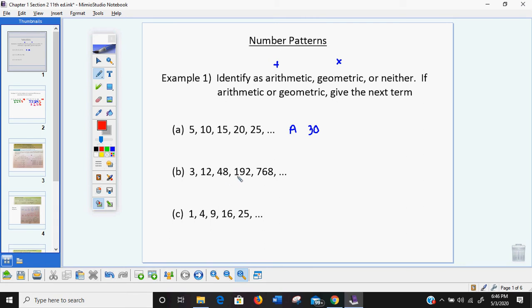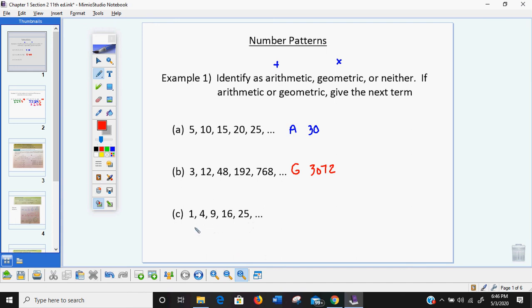3, 12, 48, 192, 768. In this case, they are multiplying by 4 each time. So the next time we're going to do 4 times 768, and that will give us 3072. So this one is geometric. I'm going to put a G there for that. And the next term would be 3072.